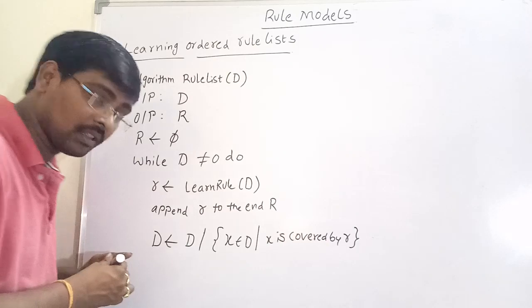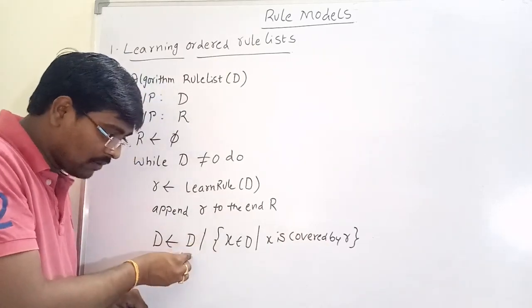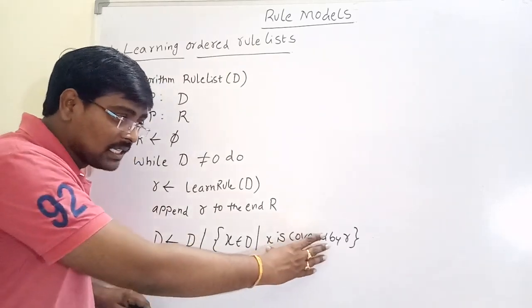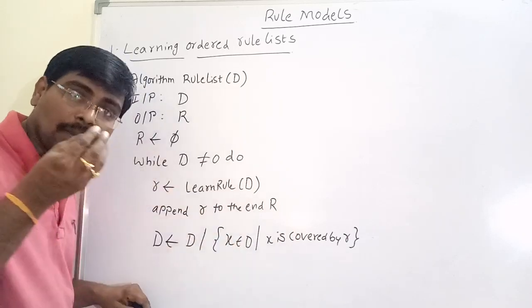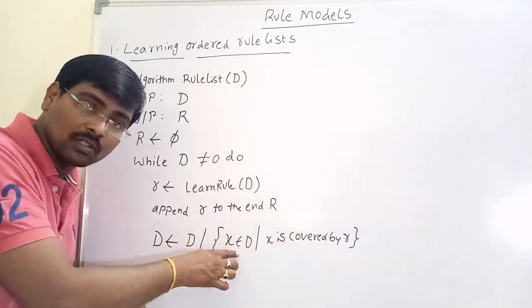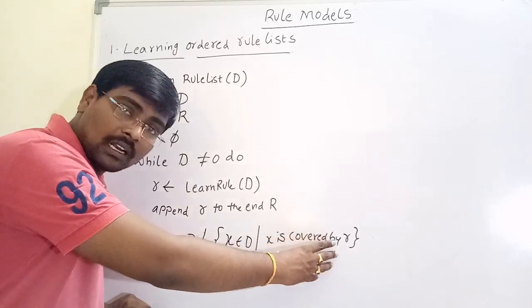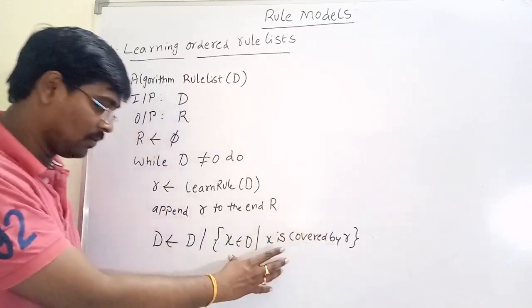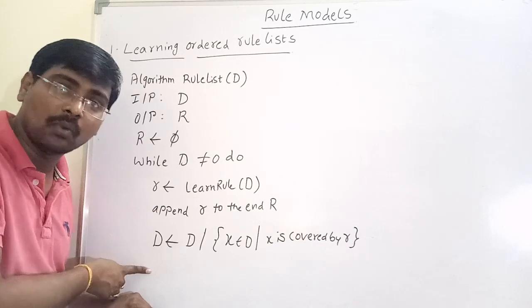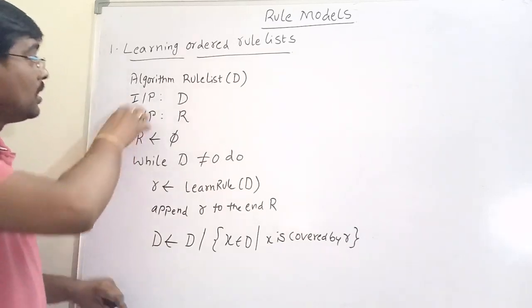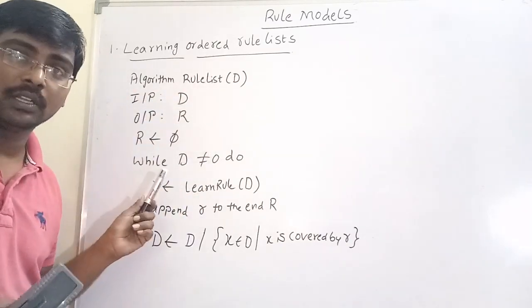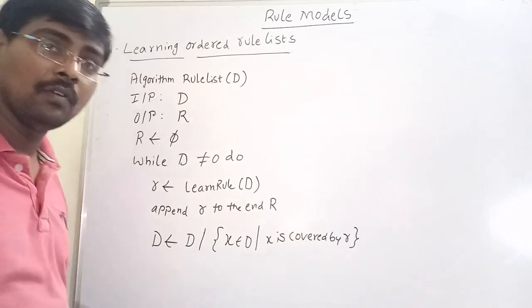X is the particular instance, x belongs to D. The instances that are covered by R are removed, and we replace D, that is, modify the value of D. This is the algorithm of rule list.